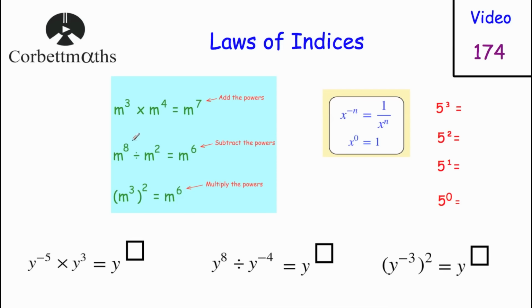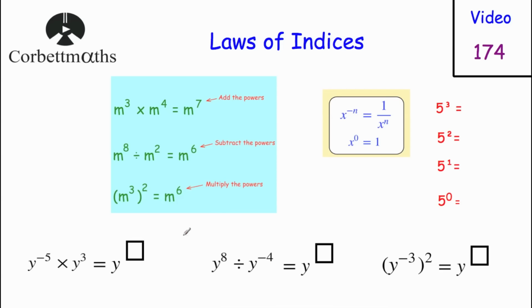If we had m to the power of 8 divided by m squared, we take away the powers, 8 take away 2 is 6, so the answer would be m to the power of 6. And if we had a power of a power, so that's when we've got something with a power and then a bracket and a power outside of the bracket, we multiply the two powers together. So if we had m cubed squared, we multiply the powers together. And this is part of the Corbettmaths revision card on laws of indices.